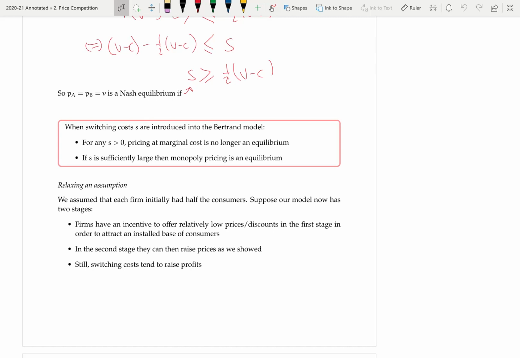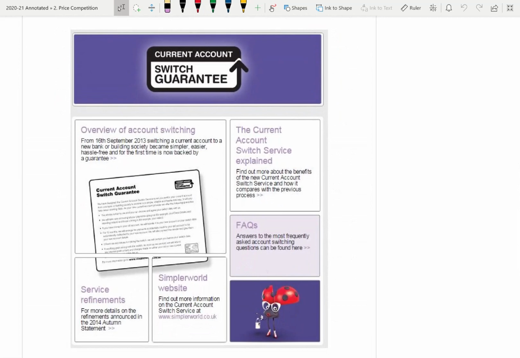So what happens to profits overall? Well, they're going to get relatively low profits in the first period, but higher profits in the second period. And when you model this, switching costs actually do tend to raise profits compared to the case where there are no switching costs. So what are some implications of these results?